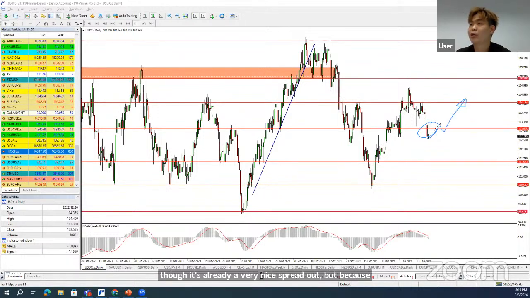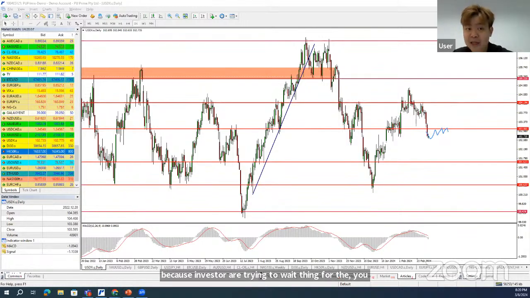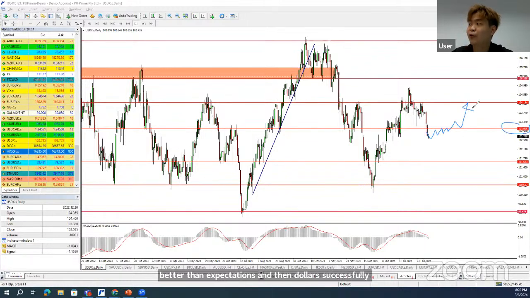Because investors are waiting for the Nonfarm payroll, the trend should be slower, so you can expect the dollar to be slow. But if after the data release the dollar does better than expectations and successfully breaks above 103.05, then we can expect a chance for it to continue going up, which would lead to a drop in the gold market.